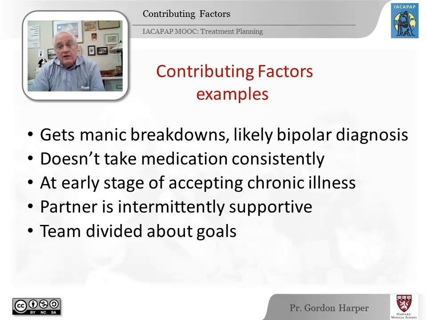For instance, not in this case, but in other cases, we would say the contributing factors are gets manic breakdowns, as likely a bipolar diagnosis, or doesn't take medication consistently, or is at an early stage of accepting chronic illness. A partner is intermittently supportive. The team is divided about goals.